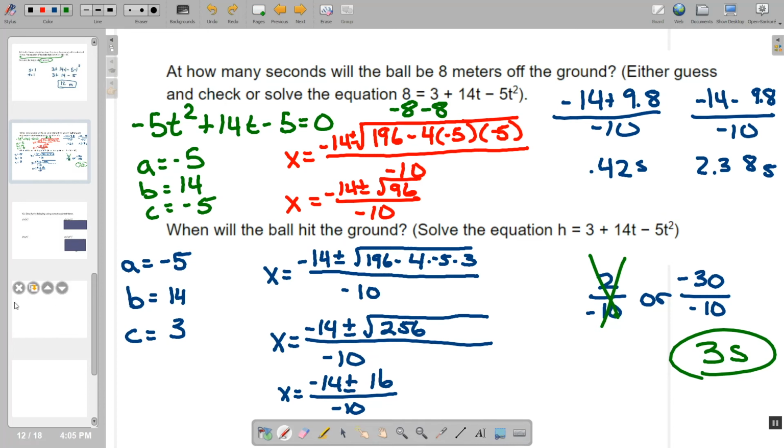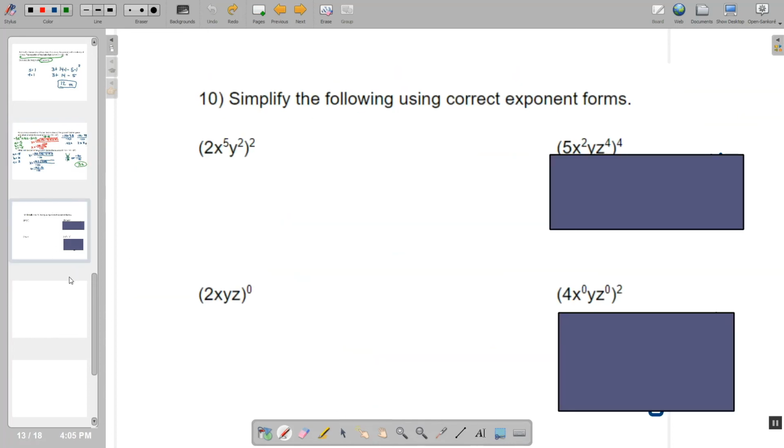Okay? And then the CLEP test ends with kind of some gimme questions if you remember your factor or your exponent forms. So all we're doing is we're rewriting this term twice, or we're distributing the 2 into every term. So we do 2 squared, which is 4, x to the 5th squared, which would be x to the 5th twice, or x to the 10th, and then we do y squared squared, which is y to the 4th.